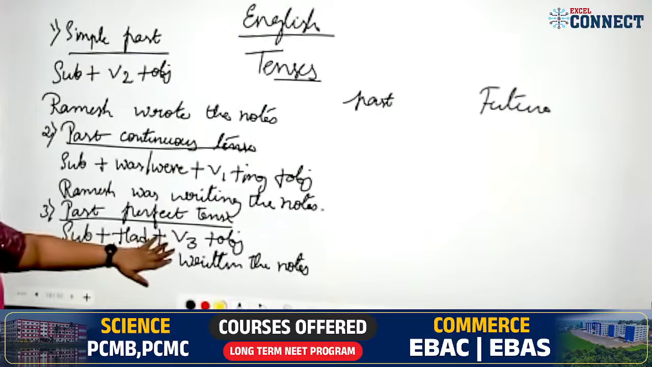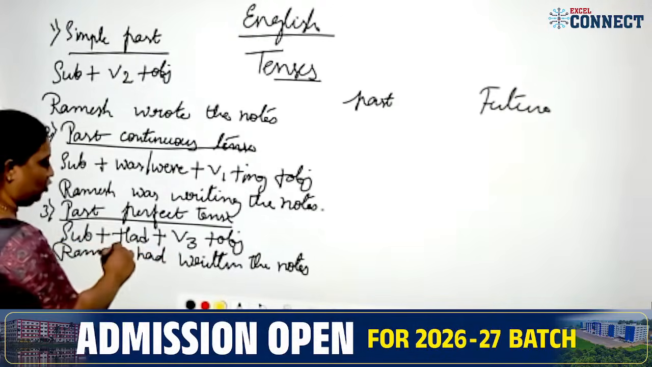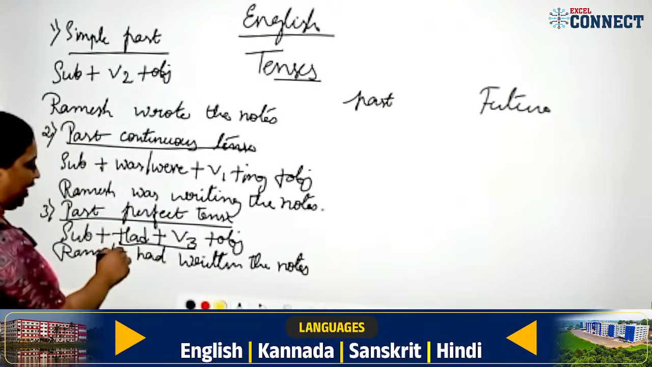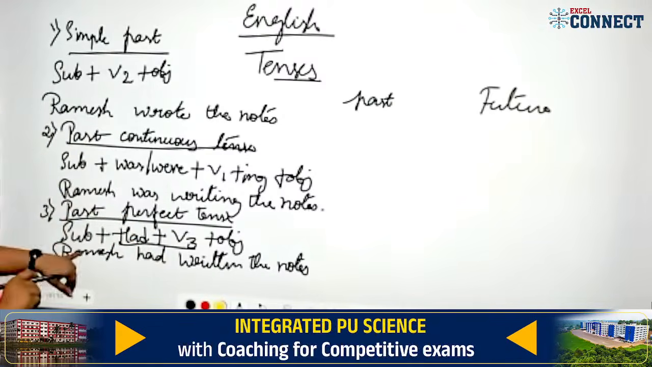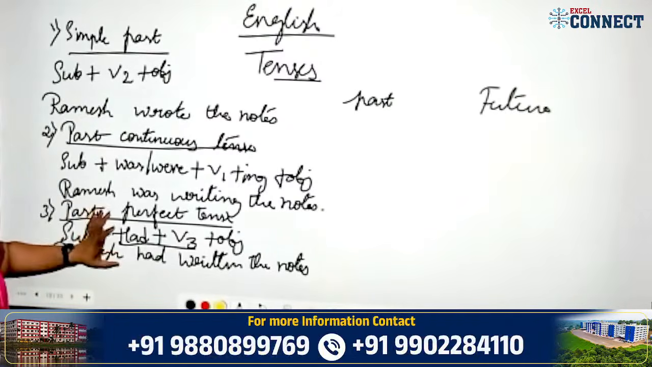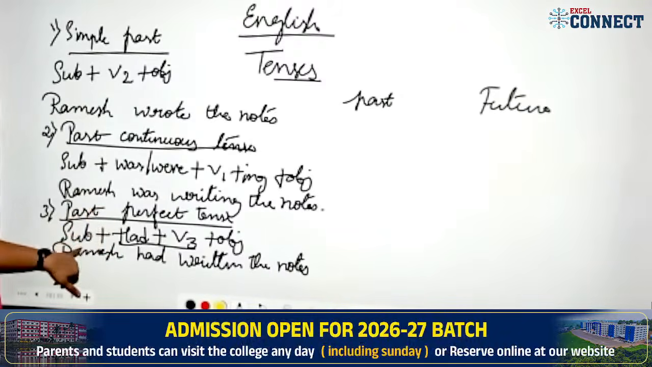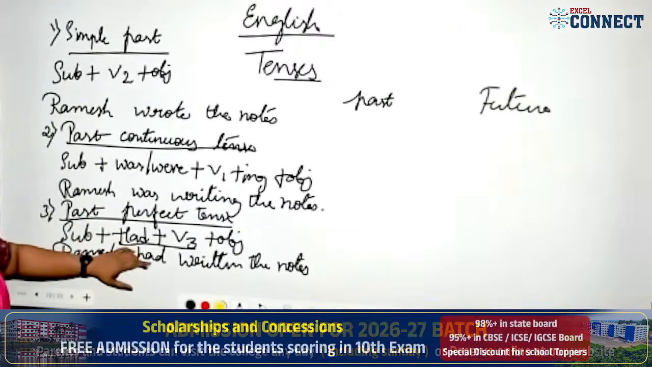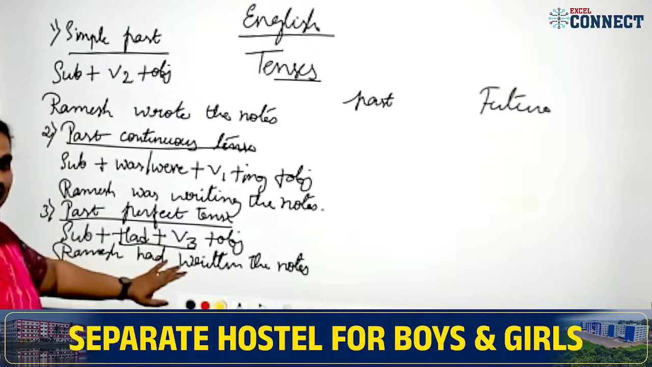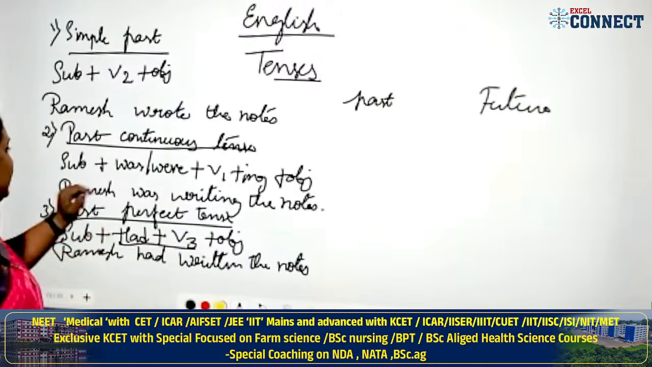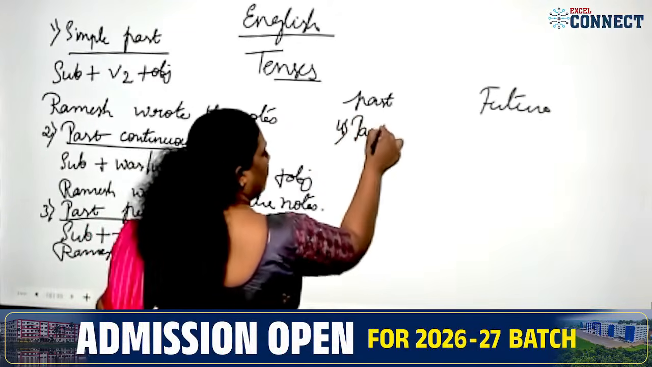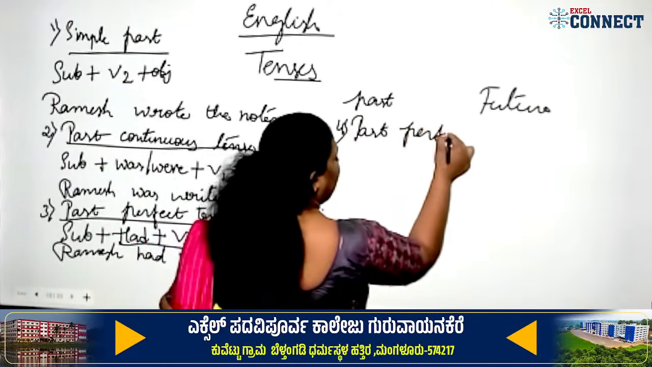So had plus V3. We have to concentrate on the helping verb as well as the main verb, how we have changed from present to the past. So now the past perfect tense, action started in the past and completed in the past. So subject plus had plus V3 plus object. So Ramesh had written the notes. Then we'll move towards the fourth one, that is past perfect continuous tense.